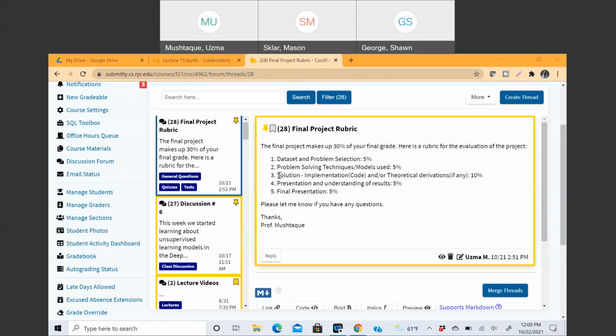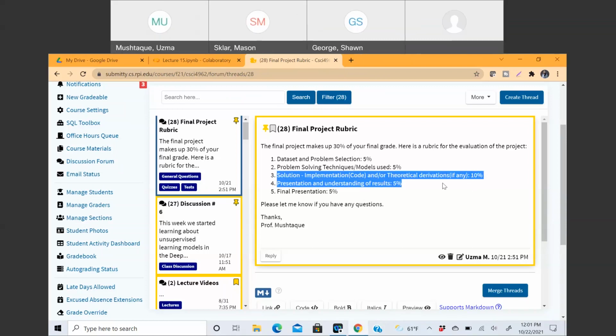One thing to remember is that your solution approach, your implementation and your overall results together make up around 15%. And that is something that you'll be focusing on more. I'll be specifically looking at how well you have utilized the knowledge that you gained from the course, from the lectures, and then applied it to a real world problem. So that's what I'm looking at there.